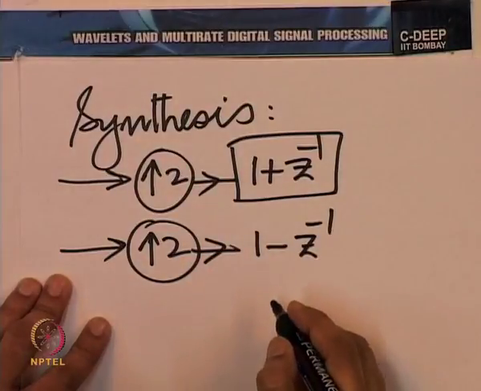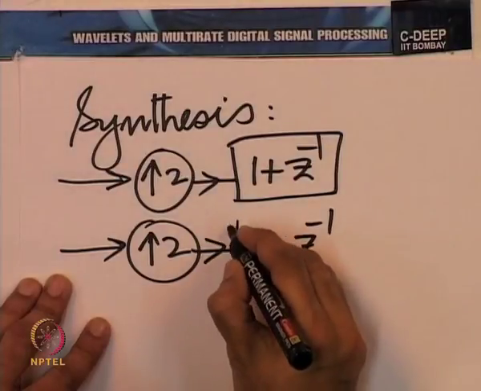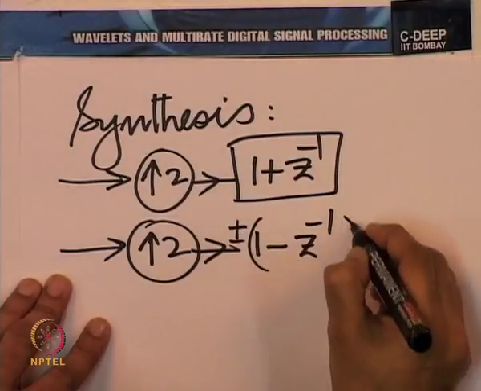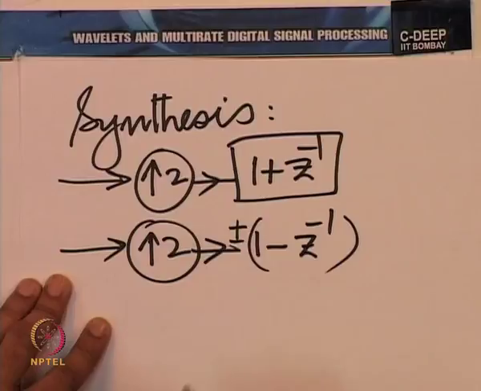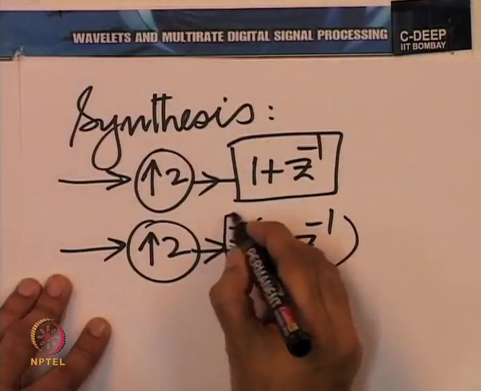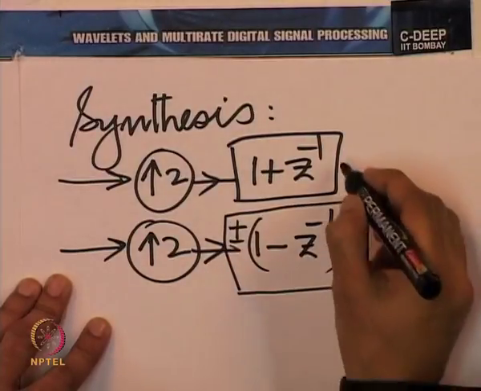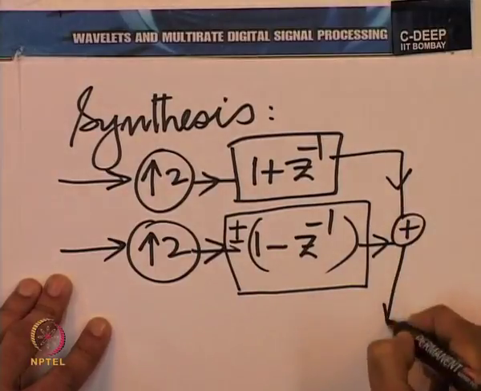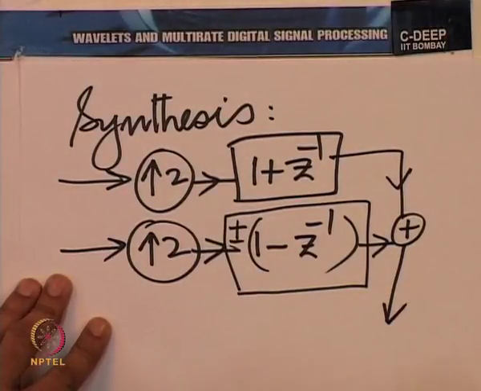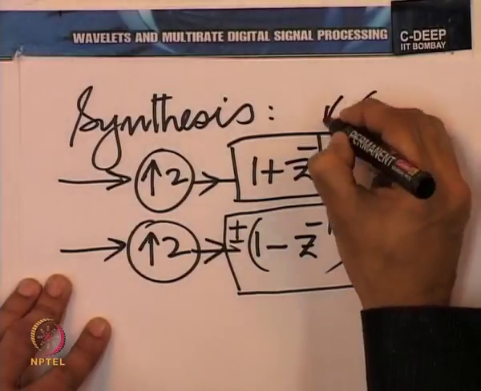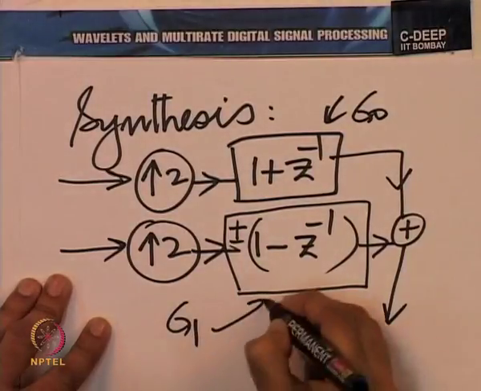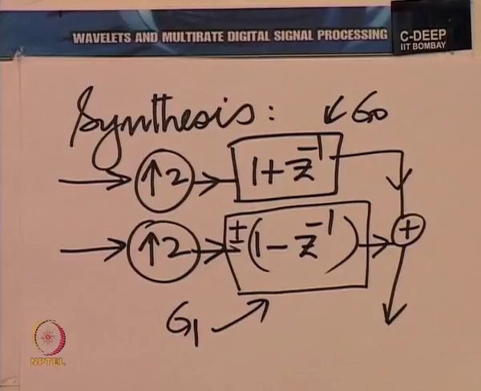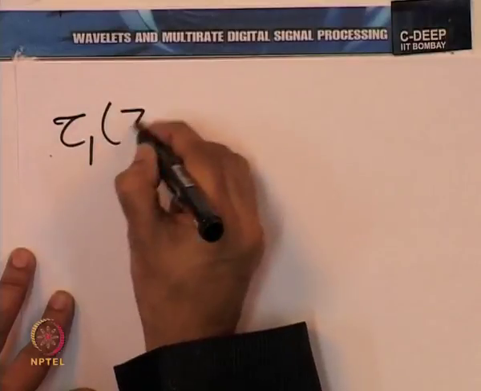Remember, on the synthesis side, at that time we had said we will allow for a plus minus ambiguity here. Let us keep that ambiguity and you will see why that ambiguity is needed. This is G 0 and this is G 1. Now, let us write down tau 1 z here.